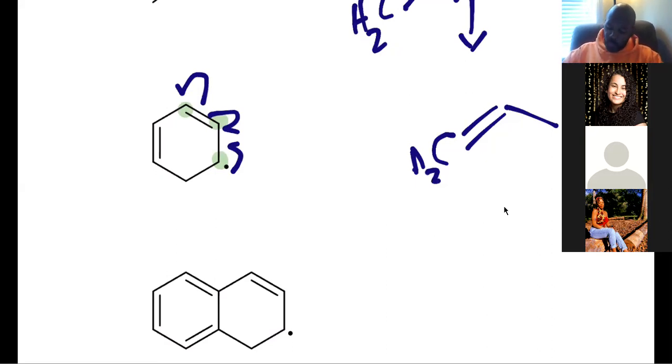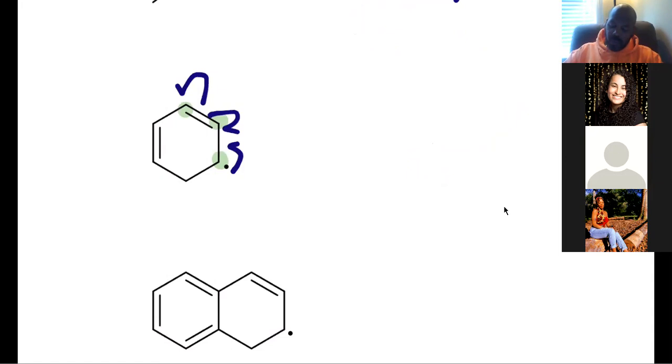Yes or no? Yes, Dr. Russell. So take a moment. What makes an allylic site again? It's the carbon right here that is adjacent to a double bond. If that radical was here, it couldn't do resonance with that double bond.